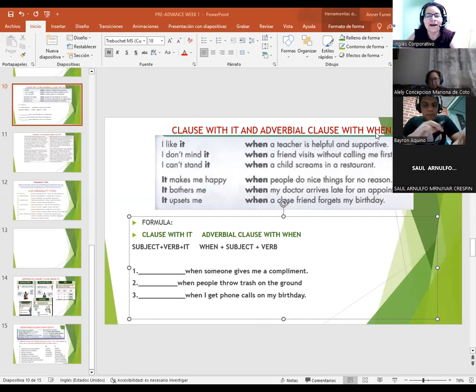I told you yesterday that we use it as the subject of a sentence when trying to introduce new information, to talk about the time or the date, to talk about weather, and to express opinions about places, situations, and events. And when is used to indicate short actions that fall in the middle of a longer action. Here we have the first examples.